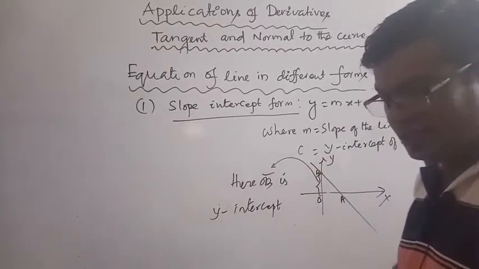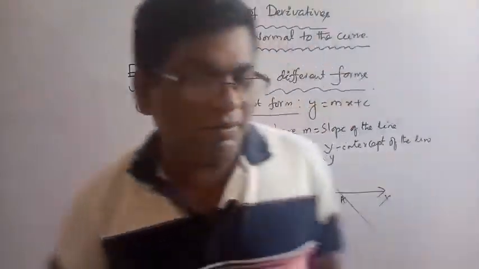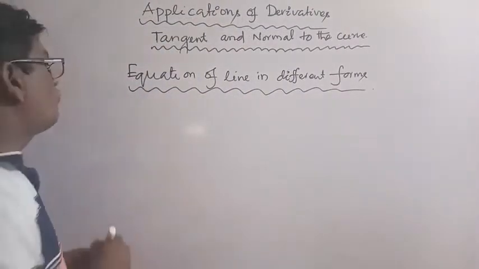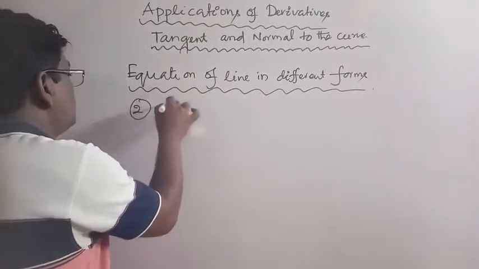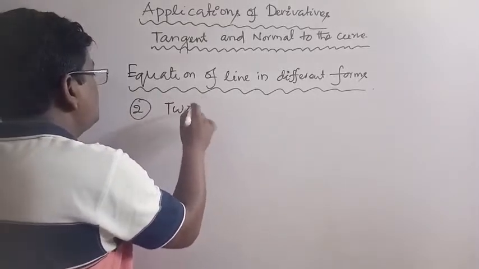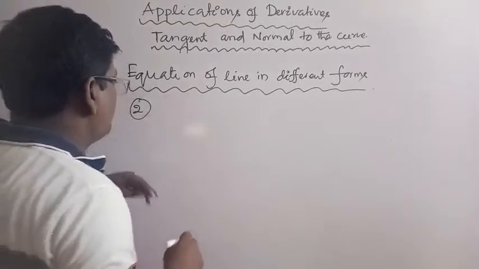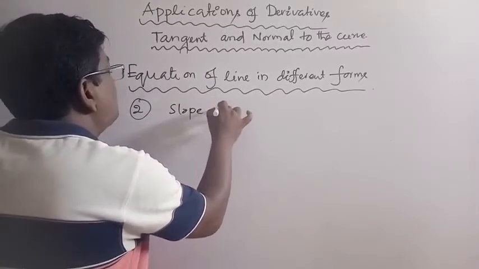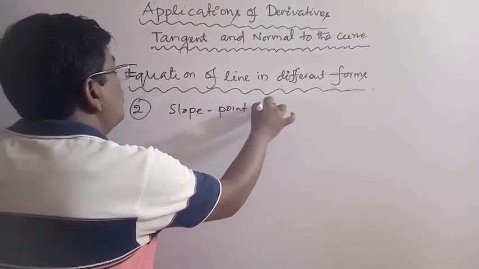Now another form of the line. Second is the two-point form. Another method is the slope point form. Okay, slope point form.